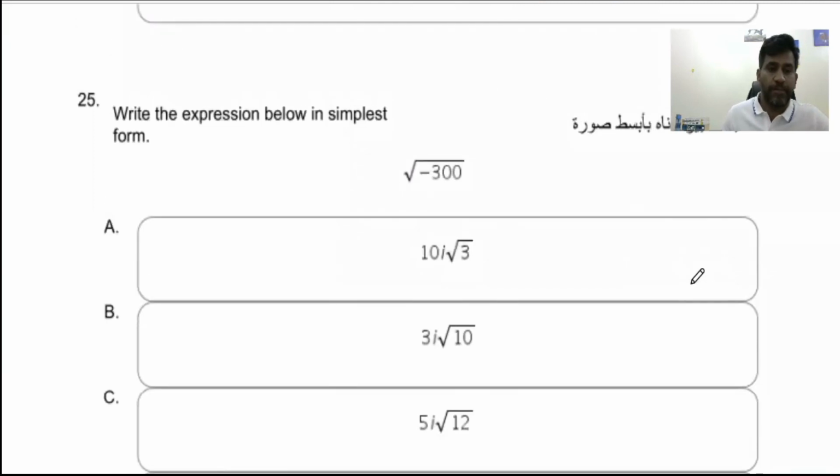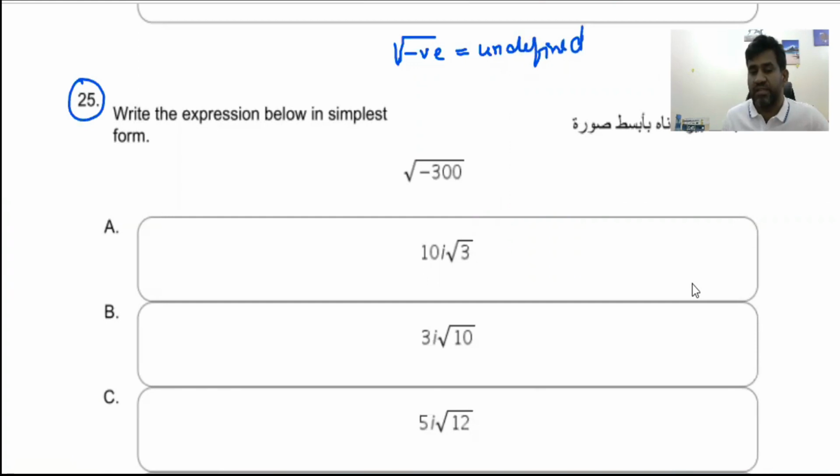Question number 25 is: write the expression below in its simplest form. They are very clever, so they are telling you to write the expression in the simplest form. Even though it's a calculator section, a student might try to use the calculator directly without modifying it, but it is definitely going to show an error, because the square root of a negative number is again undefined, or error or math error. That's the rule. Now, how do I simplify this one?